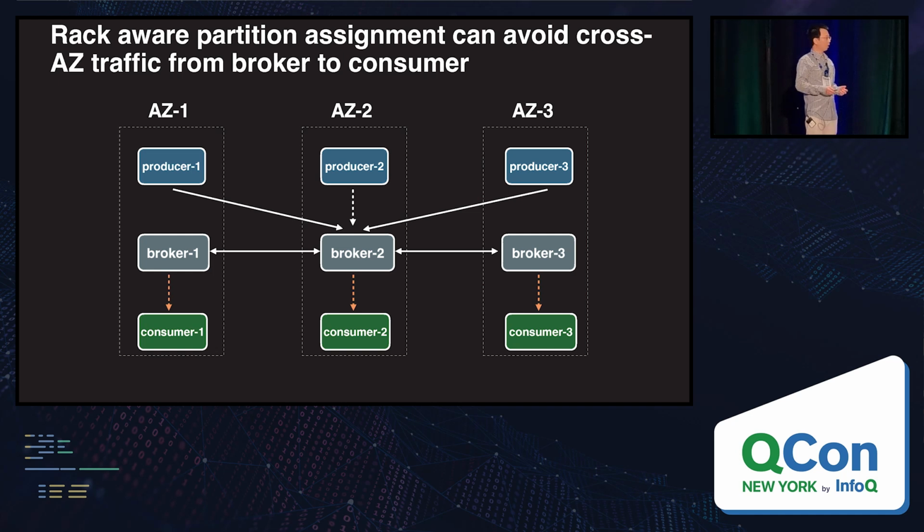Kafka does provide rack-aware partition assignment. It can avoid the cross-AZ traffic from the broker to consumer. But we still have the producer to broker and the broker to broker cross-AZ traffic. That's still pretty significant.